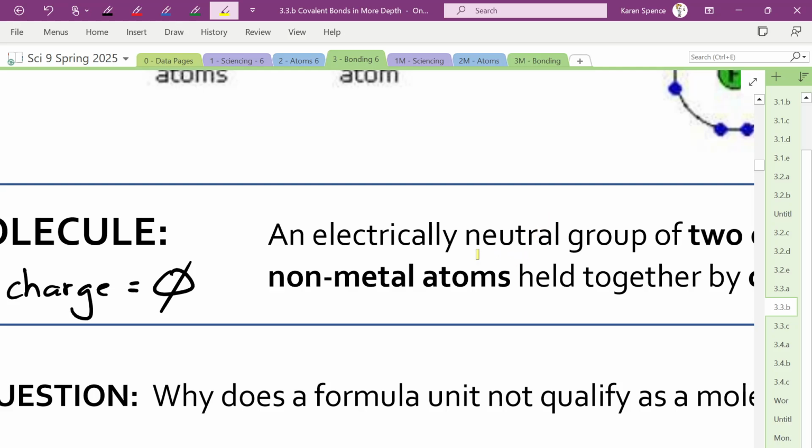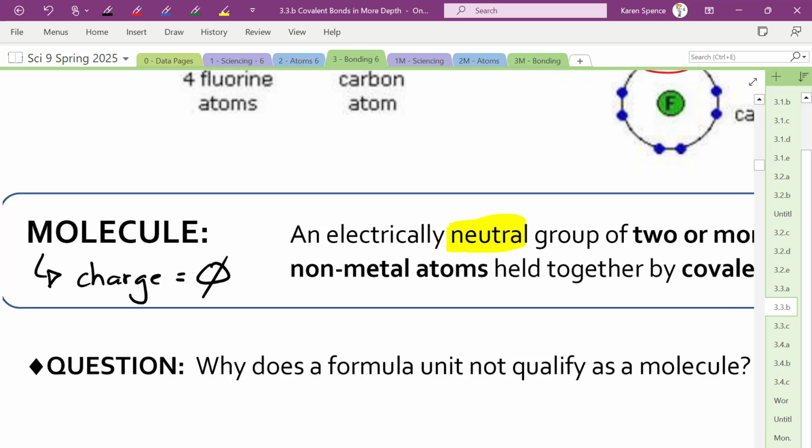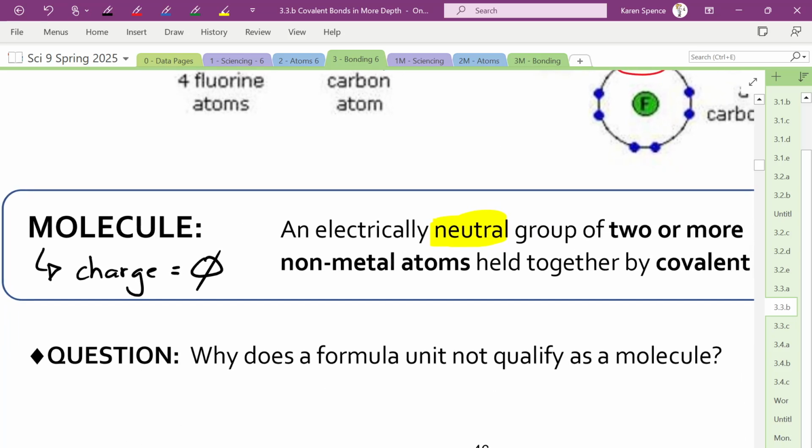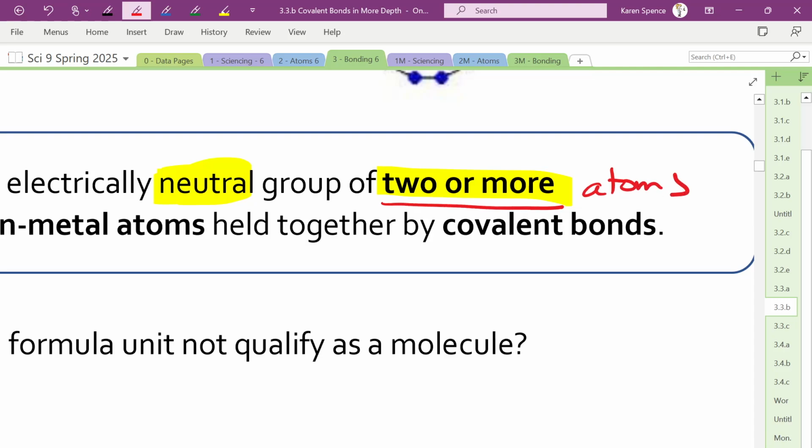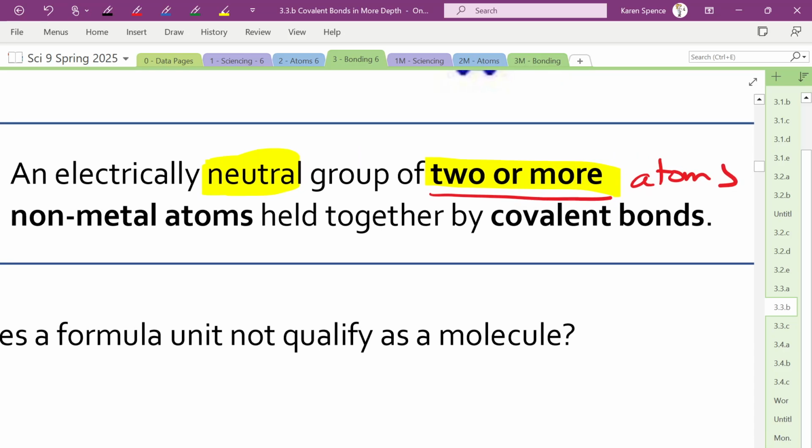How many atoms in a molecule? 2 or 3 or 4 or 5, or we could just say 2 or more, okay? There's 2 or more atoms. But not just any old atoms. What type of atoms form molecules? Nonmetals. And what holds those atoms together? Covalent bonds.